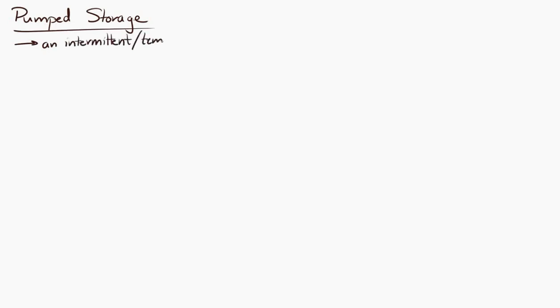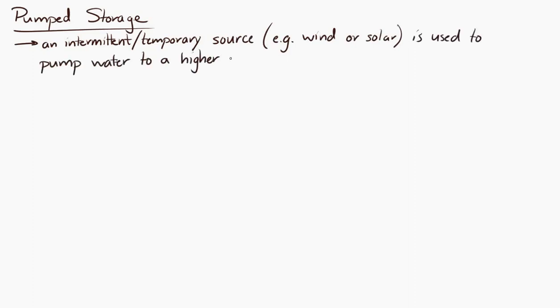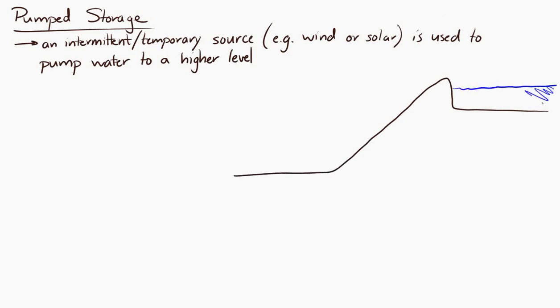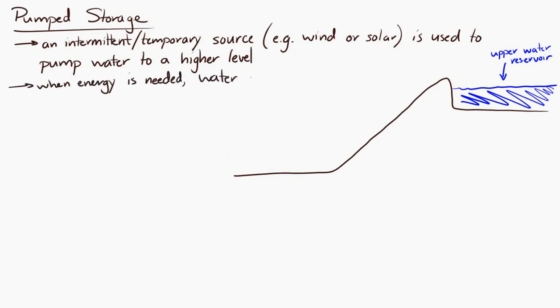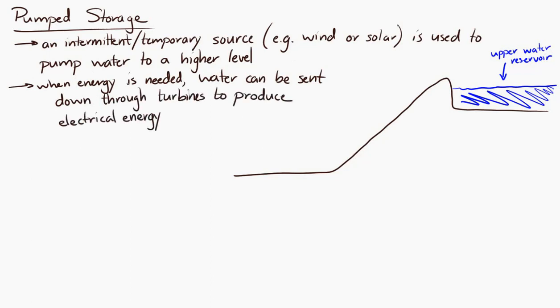Let's move on to pumped storage. So this is a system where an intermittent or temporary source, like say wind or solar, is used to pump water to a higher level. And when I say higher level, I mean physically at a higher height. And then, when energy is needed, the water flows back down to a lower height through turbines to produce electrical energy, which can then be used.